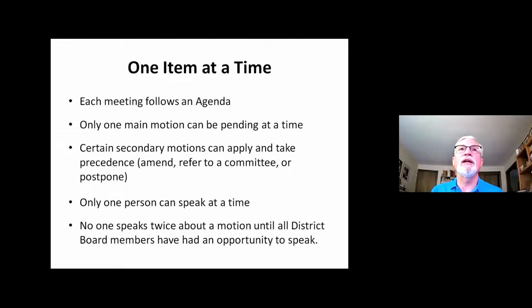The key to taking one item at a time is each meeting should follow an agenda which is approved at the beginning of the meeting and should only be deviated by consent of the board. There should only be one main motion pending at any time. There can be certain secondary motions that could apply and take precedence, such as an amendment to a motion, referring a motion to a committee, or to postponing action on the motion. We want to make sure only one person speaks at a time and that no one speaks twice about a motion until all the board members have had an opportunity to speak.